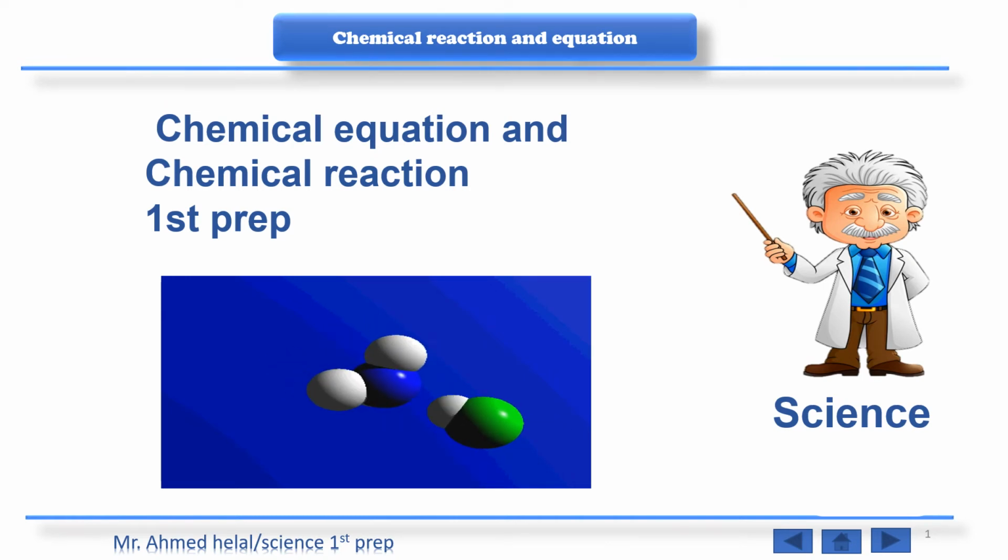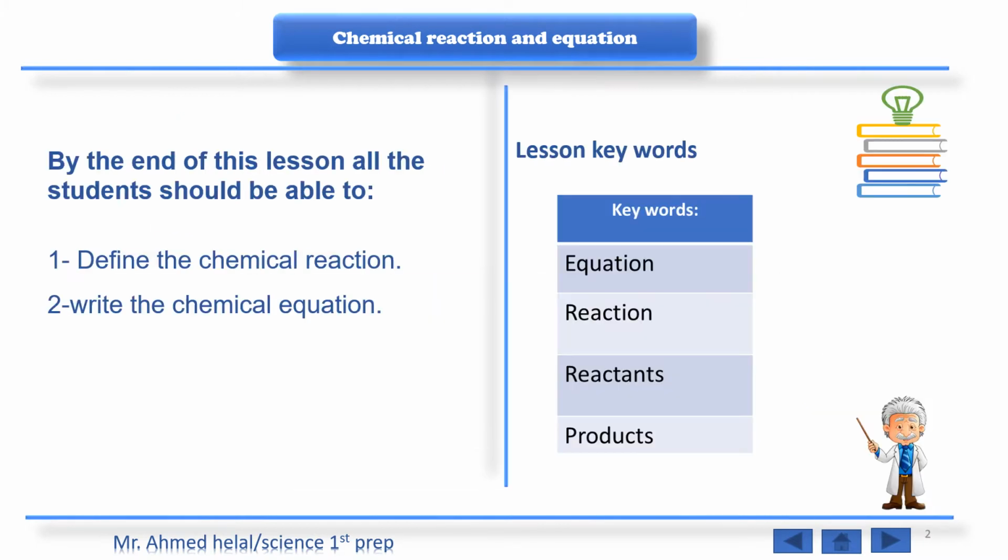Today we will talk about the last lesson of Unit 1, chemical equation and chemical reaction. By the end of this lesson, all students should be able to define the chemical reaction and write the chemical equation. And we have some keywords. Please repeat after me: equation, reaction, reactants, products.